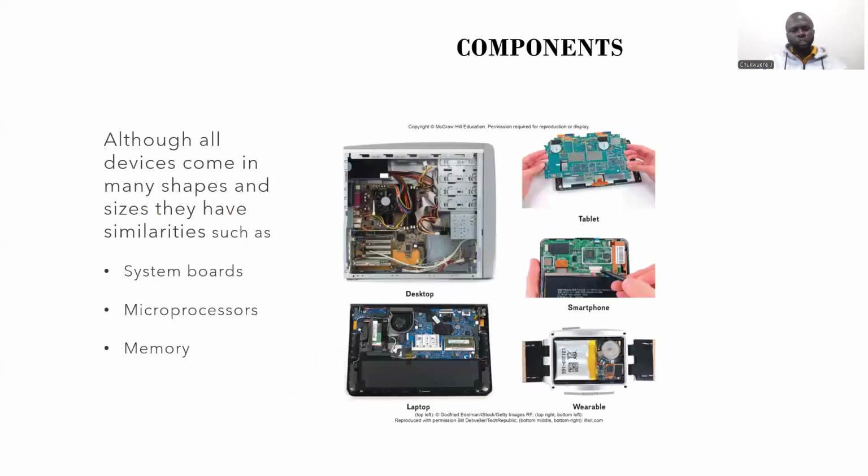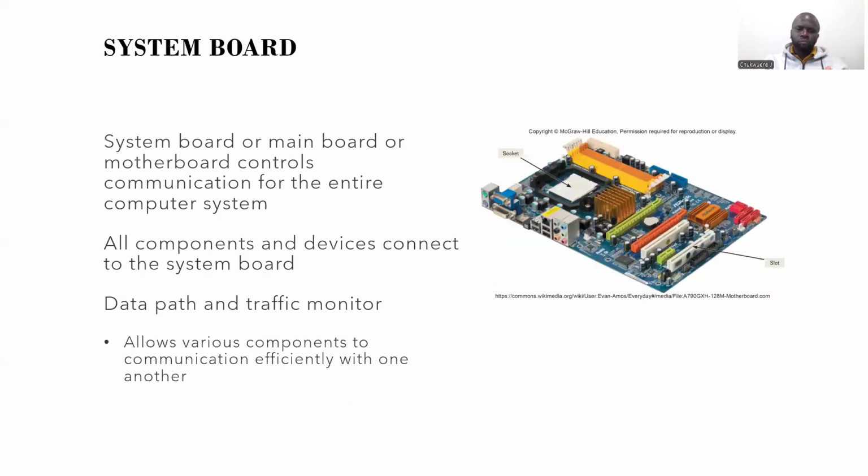Okay, the components of a system unit. Although all devices come in many shapes, as we have seen from the previous system unit types, right? However, whatever the size and type, they all have similar things like your what? Your motherboard, your microprocessor, and your memory, irrespective of the size and the shape. These are the three components they all have in common.